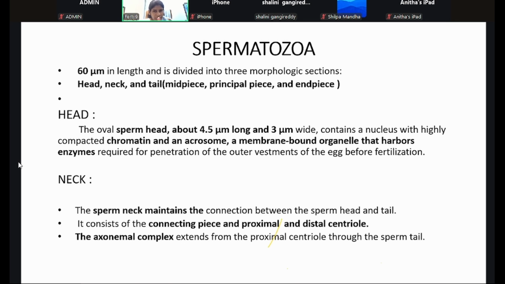So the last thing is about the parts of a spermatozoa. Spermatozoa is a sperm which has a head, neck, and tail. The tail has a middle piece, principal piece, and the end piece. The head has an acrosome and chromatin, which is helpful for the penetration of the egg. The neck will connect the head and the tail. It acts as a connecting piece and it has centrioles. This axonemal complex in the neck supports the sperm by connecting the head and the neck.